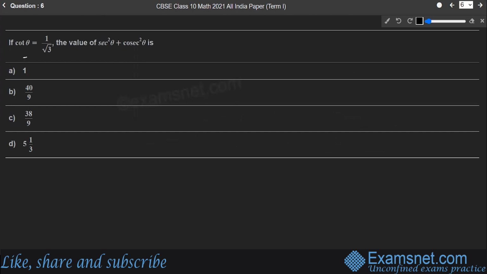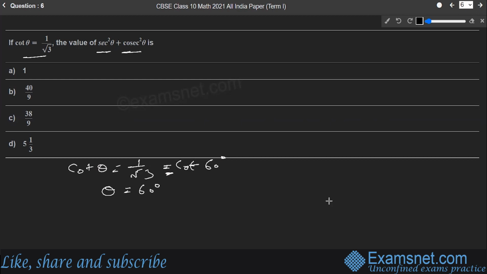Let's have the next one. Cot theta is equal to 1 upon root 3. The value of sec square theta plus cosec square theta is to be calculated. So if you look at this question, cot theta value is already given out to be 1 upon root 3, and which is available for cot 60 only. Cot holds the value of 1 upon root 3 at cot 60 degree only. So this gives us theta value as 60 degree.